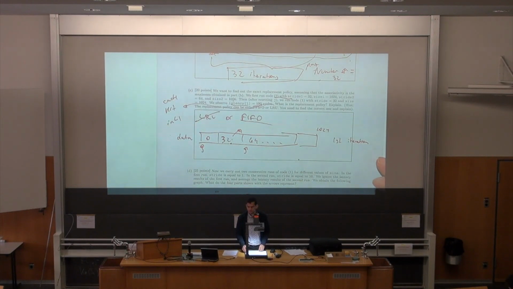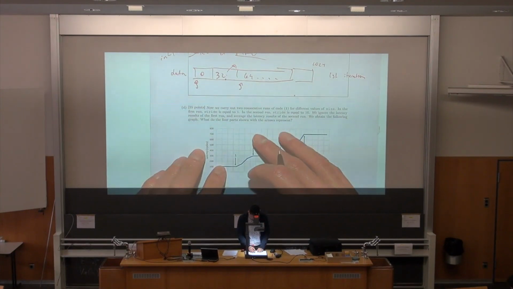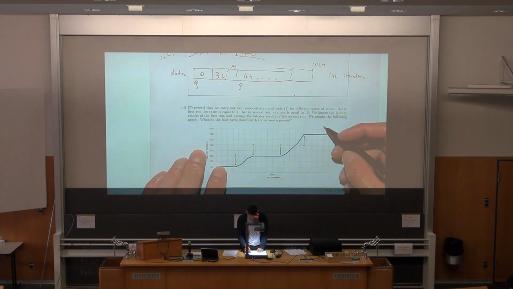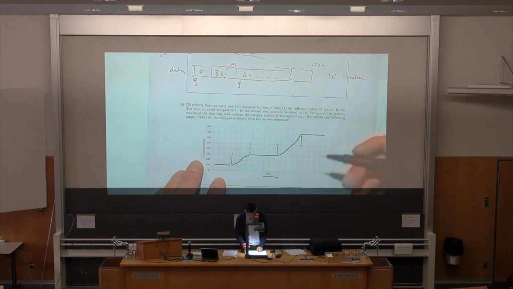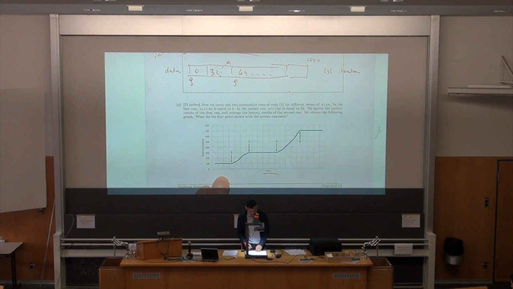Any other question? Okay. So finally, you are going to run the code 1 twice, and for different sizes. So here, in the first run, stride is equal to 1. In the second run, stride is equal to 16. We ignore the latency result of the first run and average the latency result of the second run. So here is the average over the number of runs. And then you obtain the following graph. So what can you say about these arrows based on this graph here?